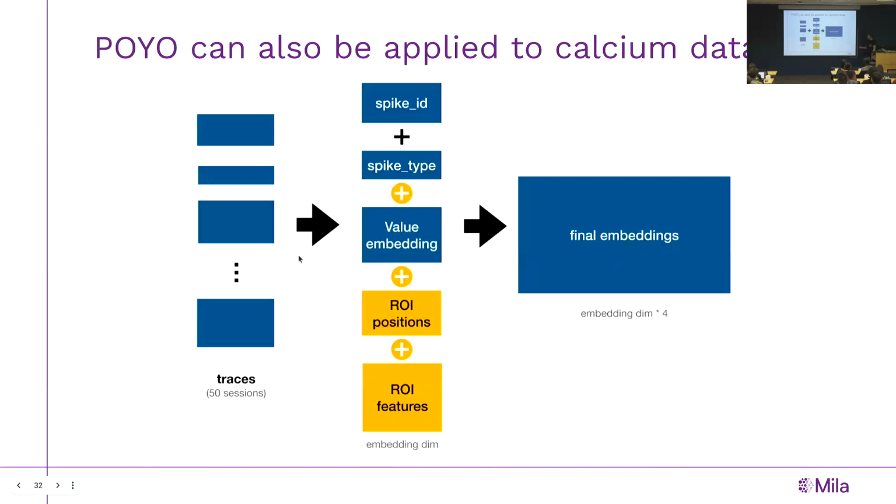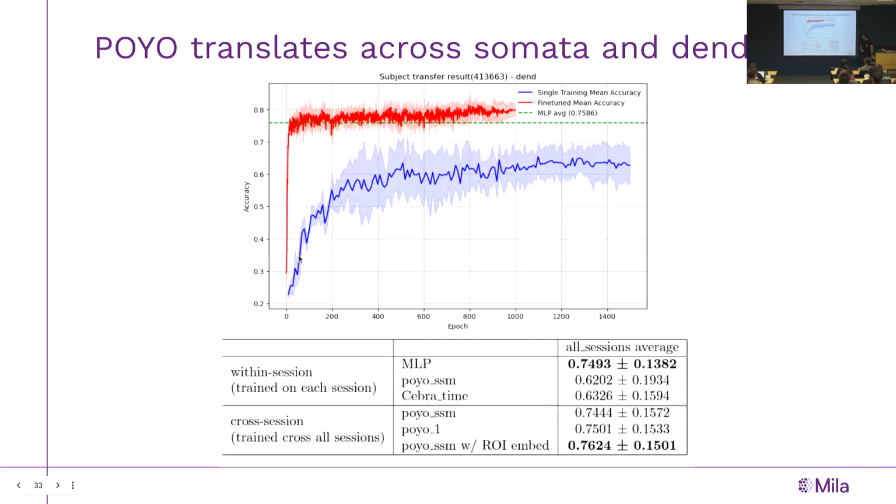So now our input to the POYO embedding scheme becomes the spike ID, a spike type variable, the value embedding. This is the size of the calcium transient. And then our ROI positions and ROI features. These are all concatenated together. The spike ID gets added to these, and this is what then gets run through that cross-attention mechanism to develop your embeddings for the transformer. If we do that, we actually get good transfer across somatic and dendritic sessions.